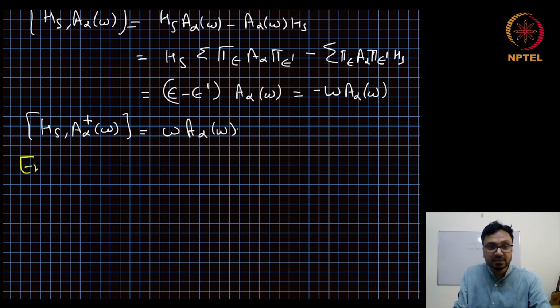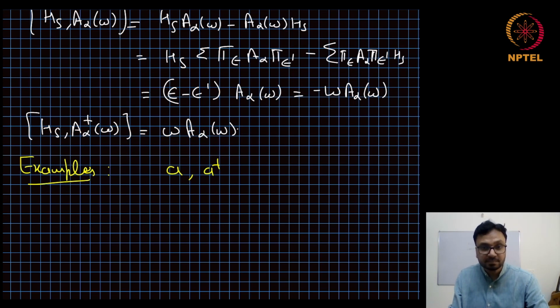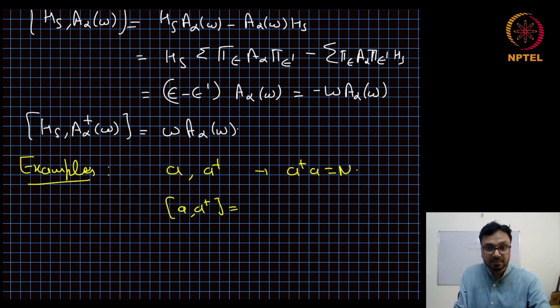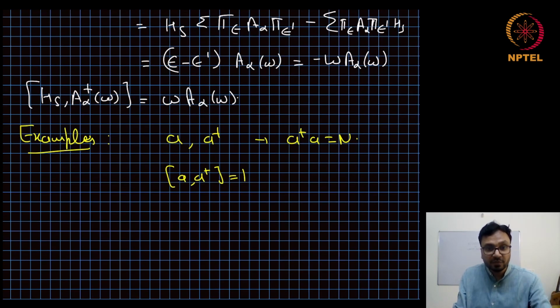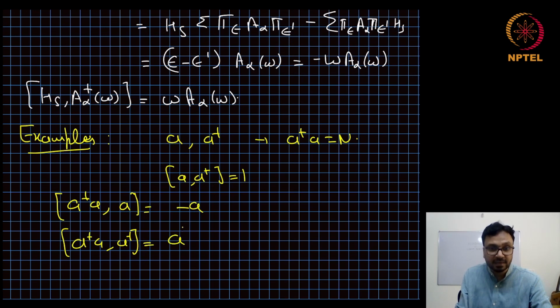We can see examples of such operators. For example, we have A and A dagger, the annihilation and creation operators for a harmonic oscillator. From here, we have the number operator A dagger A, which is n. The commutator of A and A dagger is 1. Now, from here, we see that the commutator of A dagger A with A is minus A, and with A dagger is A dagger, and this is the same as here, just omega becomes 1.